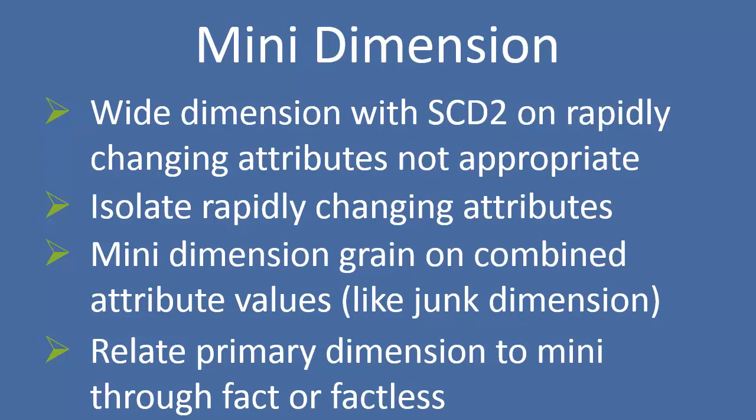So the strategy here is that we're going to isolate those rapidly changing attributes, pull them out of our primary dimension, and place them into a mini dimension. Now the mini dimension is going to have a grain that's equal to the unique value of the combined attribute values. So it's going to be something like an adjunct dimension. We're going to relate our primary dimension to the mini dimension either through the fact, naturally, or if we need to create a relationship directly between these two dimensions, we could also create a factless.